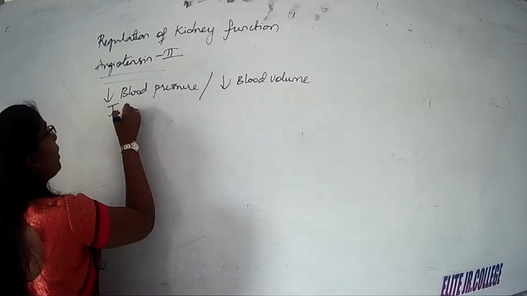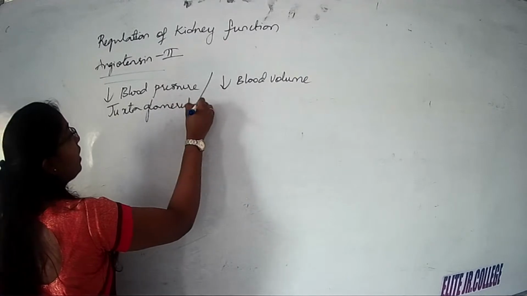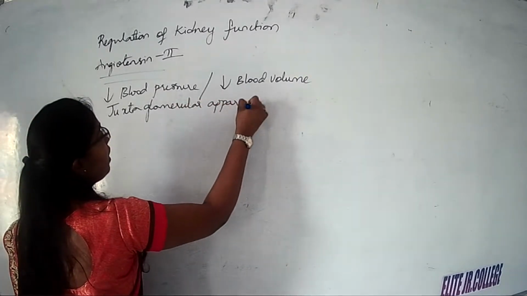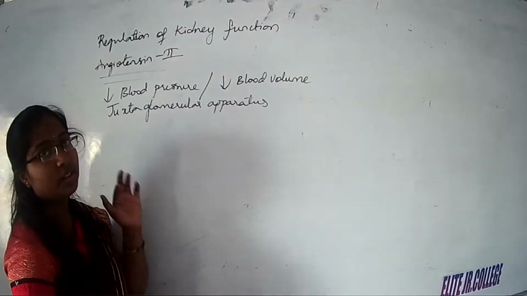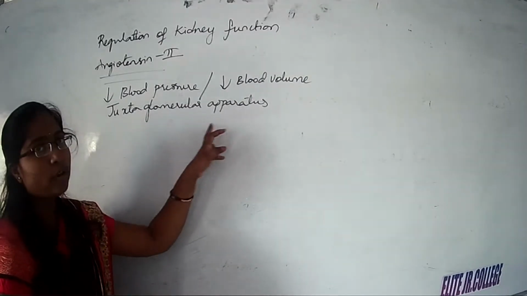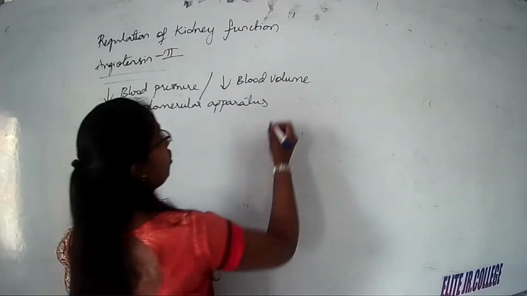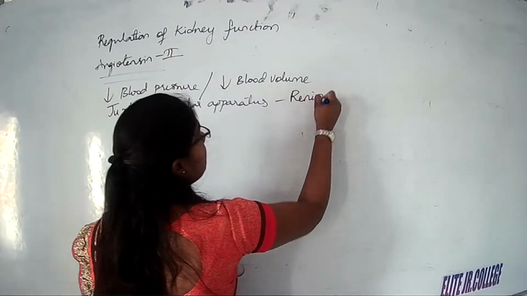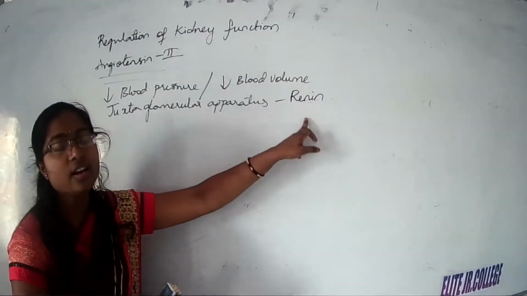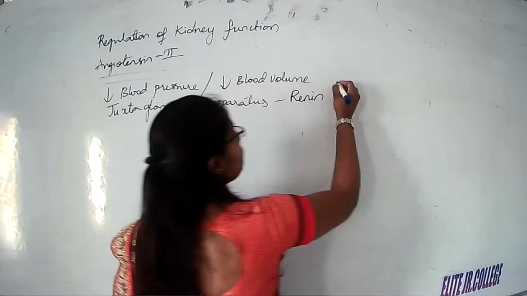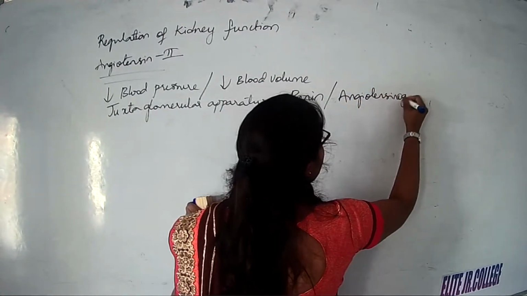The juxtaglomerular apparatus, we have learned regarding this already. It is present in the nephron. The juxtaglomerular apparatus is going to produce an enzyme which is called as renin. This is otherwise called as angiotensinogenase.